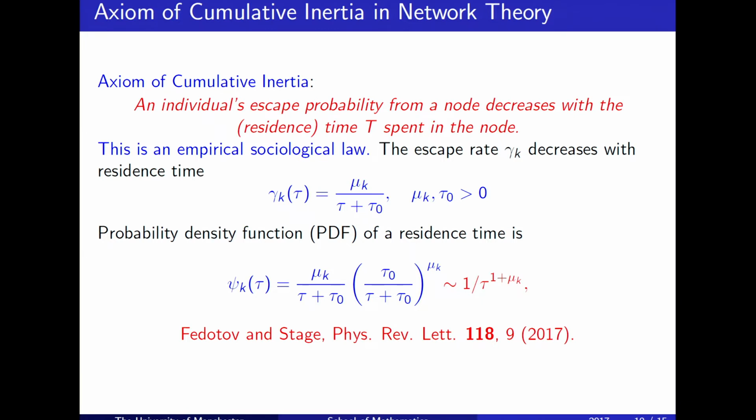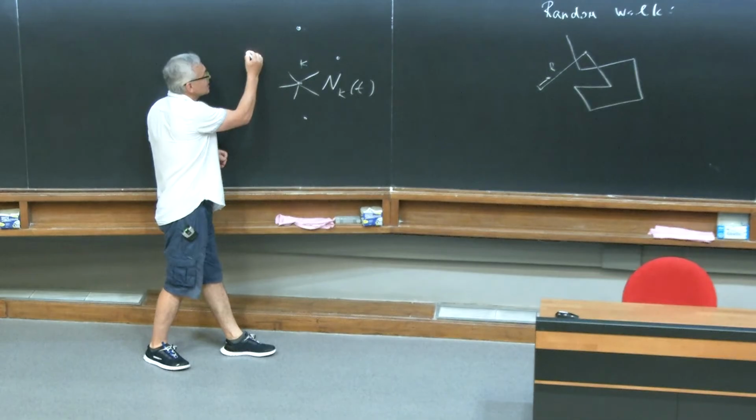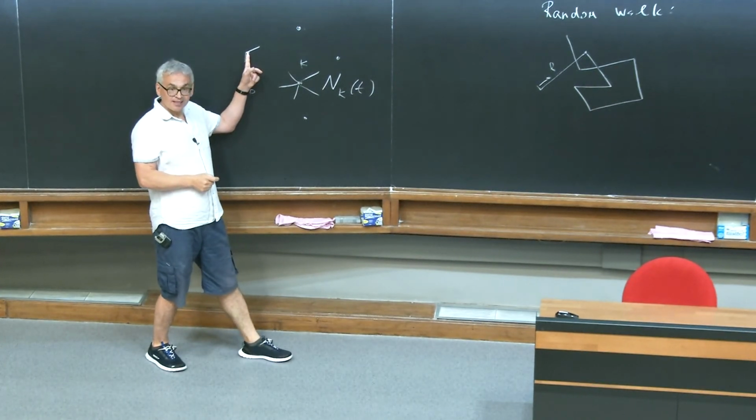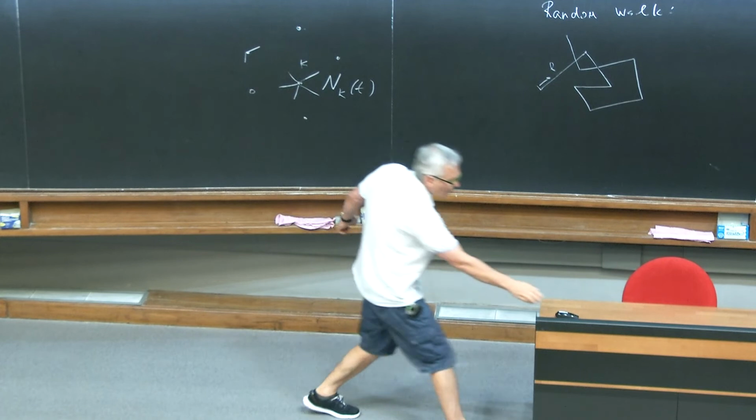And the question now is: let's say we have a node with a lot of connections. And now we have another node, let's say with 2 connections, but the escape rate obeys this law.